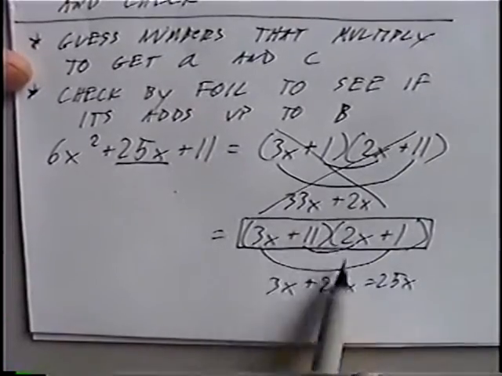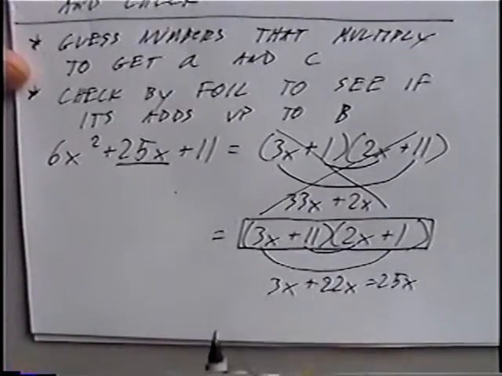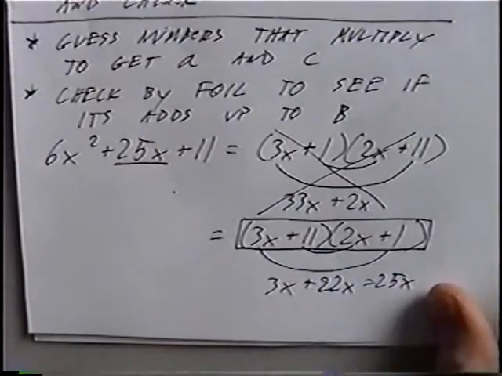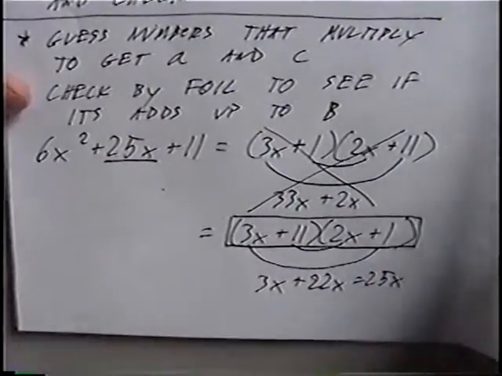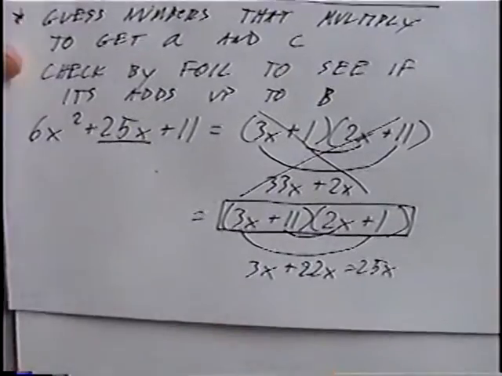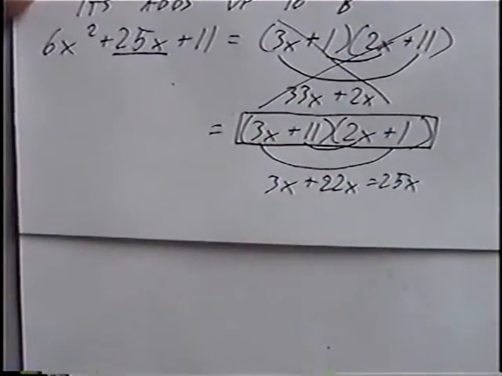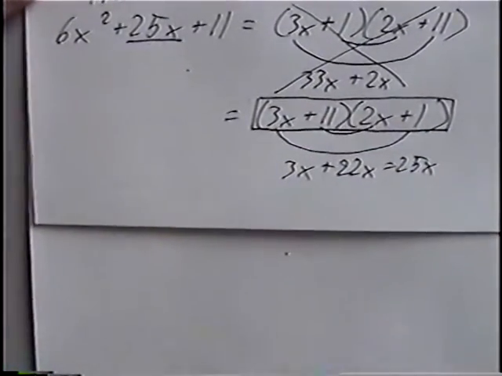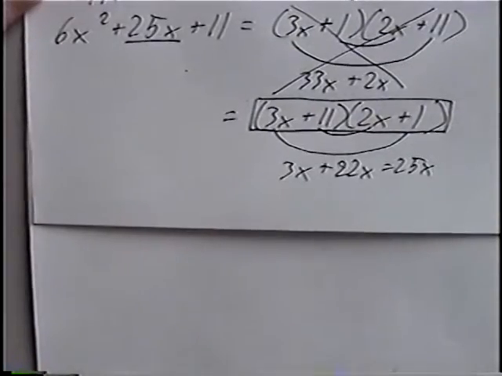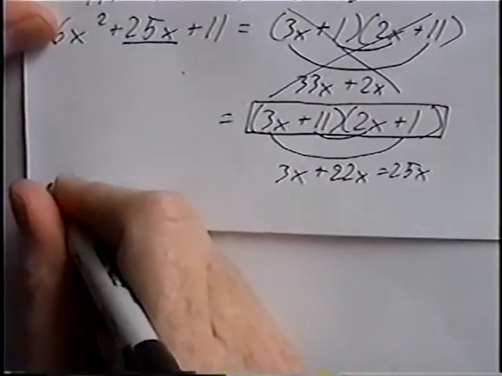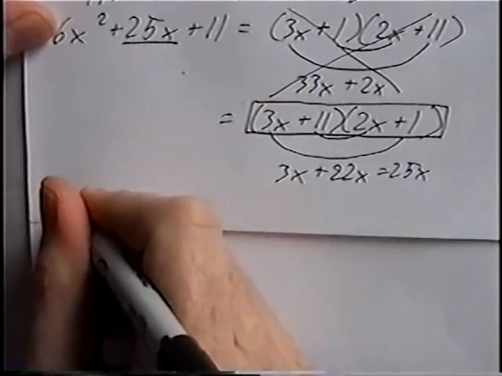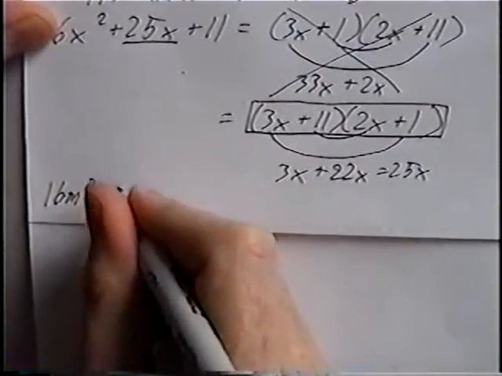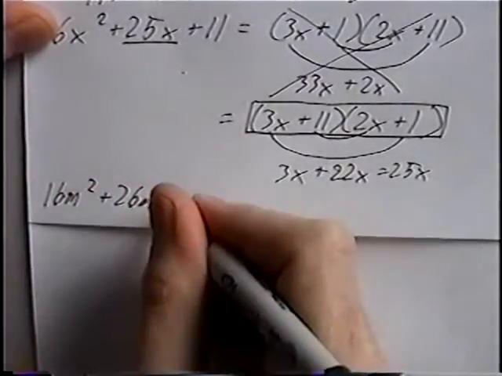This again is just a different method to solve by guess and check instead of using the diameter x method. We'll try one more example, solving by guess and check. Last problem for this section that we'll do guess and check on is 16m squared plus 26m plus 9.